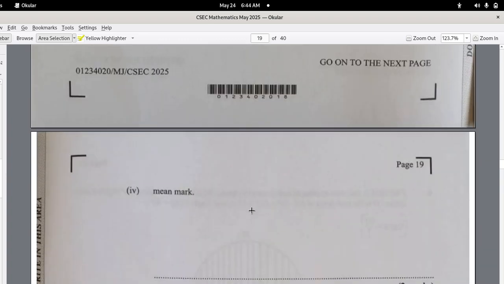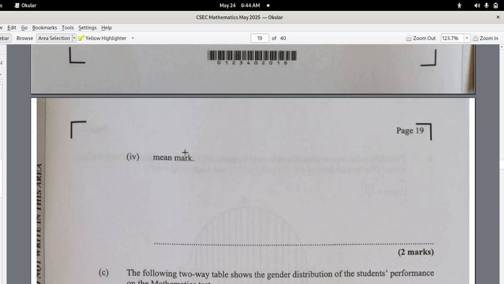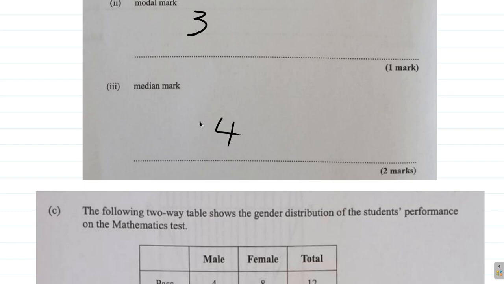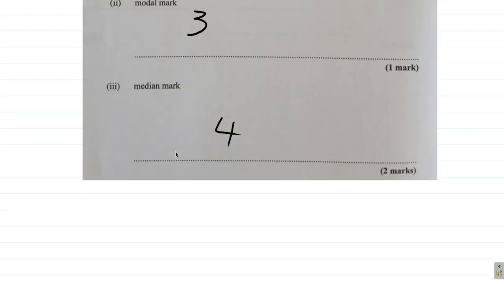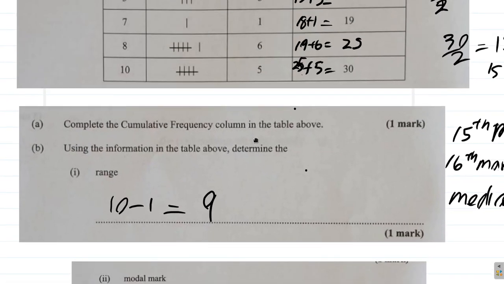After the median mark, then there's a mean. Oh, I skipped over this. The mean mark, 2 marks for this. The mean mark, we can't go to this one yet. Alright, the mean mark. My, almost missed that one. Now, the mean.